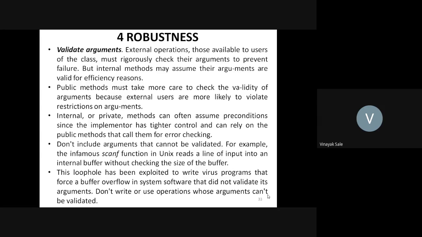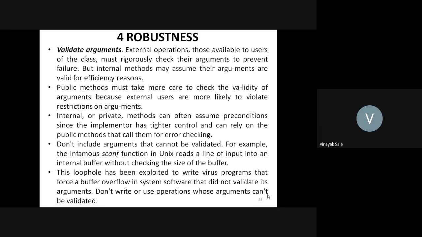So, how can you validate the arguments? The external operations, those available to users of the class, must rigorously check their arguments to prevent failure, but internal methods may assume their arguments are valid for efficiency reasons. Public methods must take more care to check the validity of arguments because external users are more likely to violate restrictions on arguments.